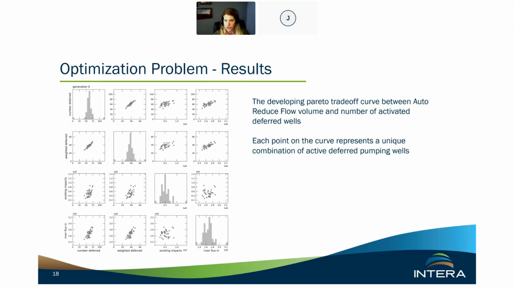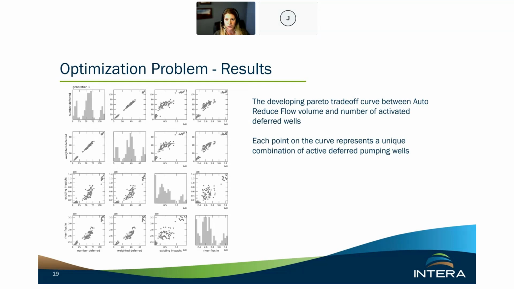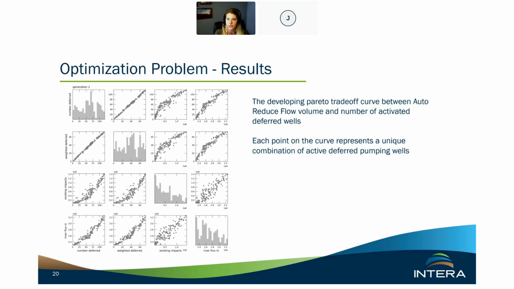So this is an evolutionary algorithm. We run this for 150 generations, and each generation, we gain some more children from the previous generation. So we're getting more model runs with different activation of different permits and learning from that and selecting solutions that are pushing towards our optimal solution. So you can see generation 1, and we get to generation 2. Now we're really starting to see those Pareto curves show up in some of these plots.